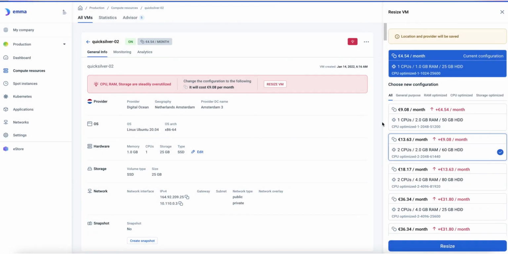So we click the resize button and we see this new configuration, which has an additional CPU, an additional gigabyte of RAM, and like 35 gigabytes of storage, and it will cost us like €9 on top. So then we click the resize button and everything works. That's it about the analytics.